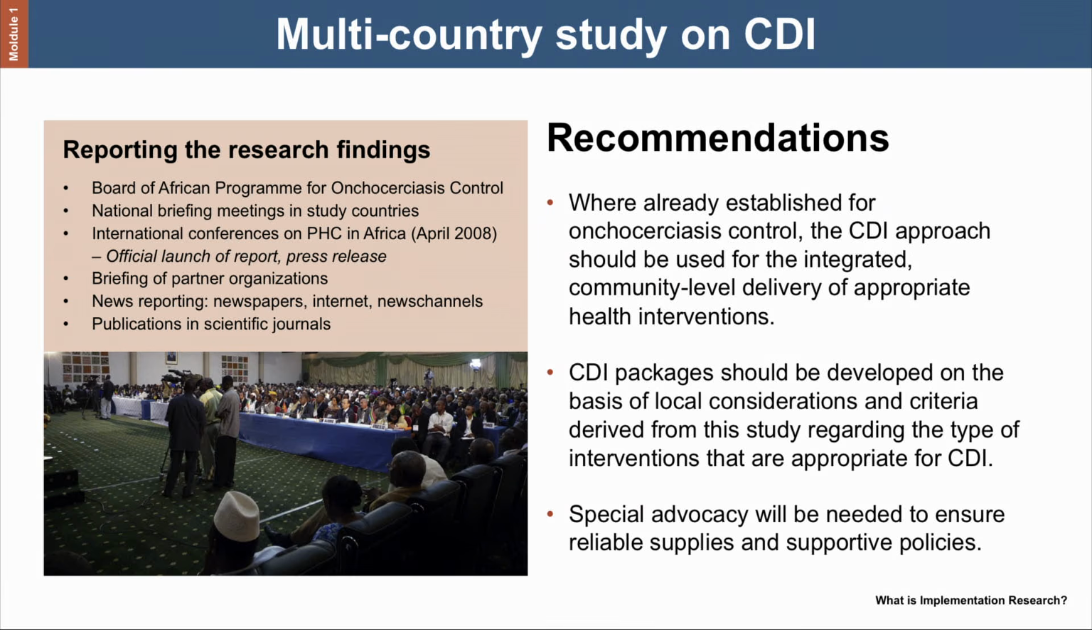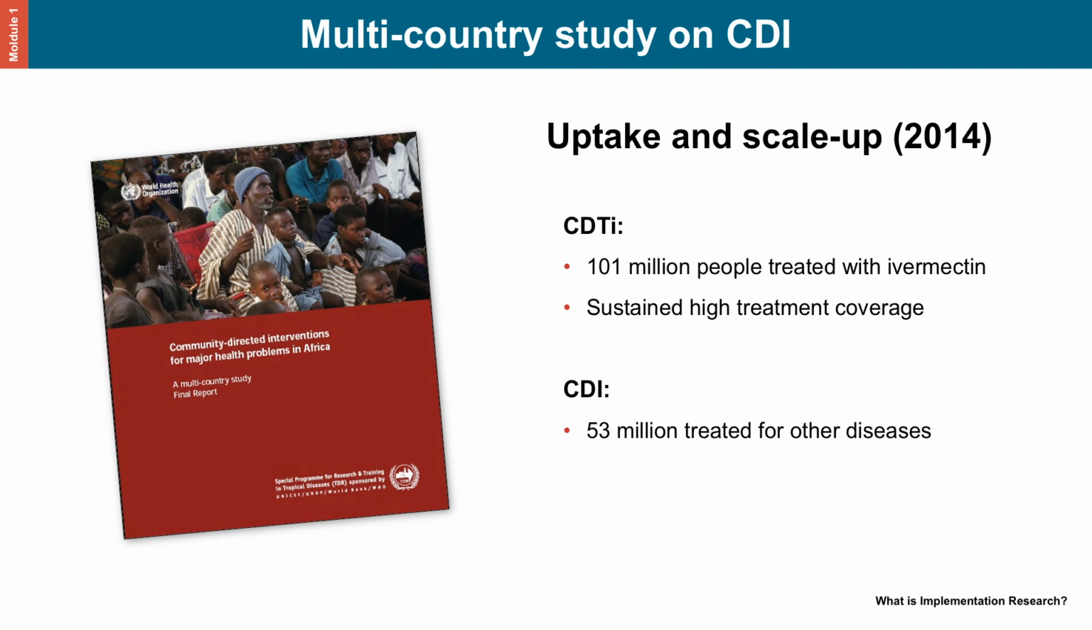An implementation research will make recommendations and share these recommendations with policymakers and implementers. For example, as you will see in this beautiful photograph, the community-directed intervention team, the team that did this research, used various approaches to disseminate the findings. The most important approach is to make presentations to the health system. So policy implementers are always waiting for the results to become available. This was the case in the community-directed intervention that I'm talking about. The uptake and the scale-up was immediate.